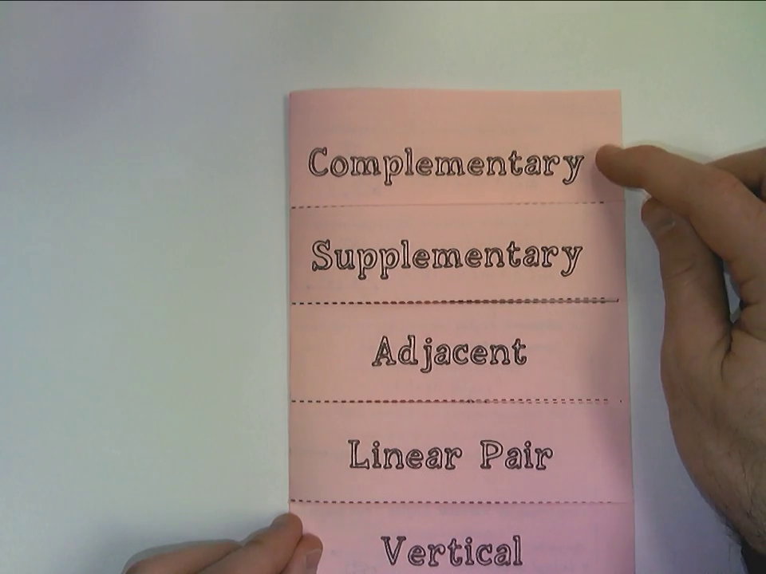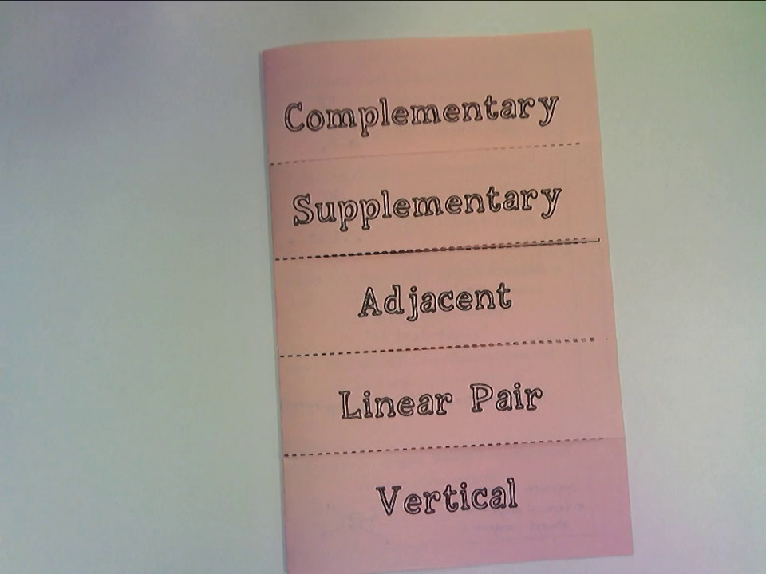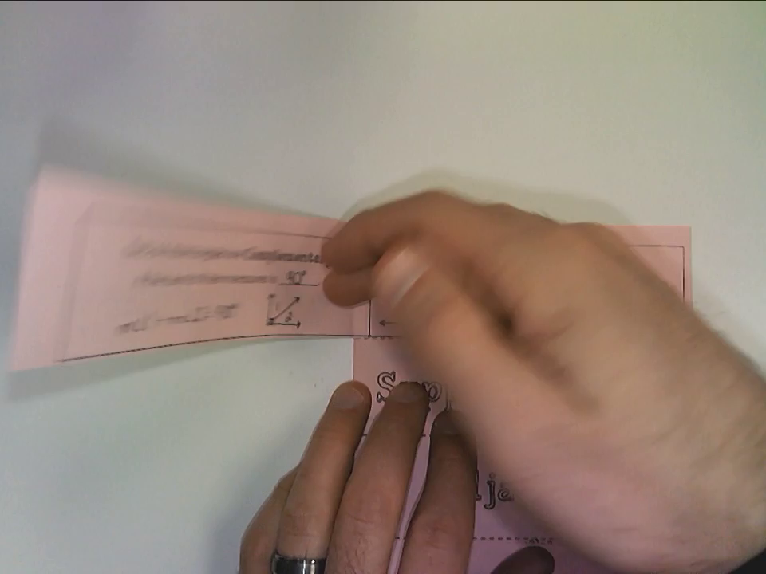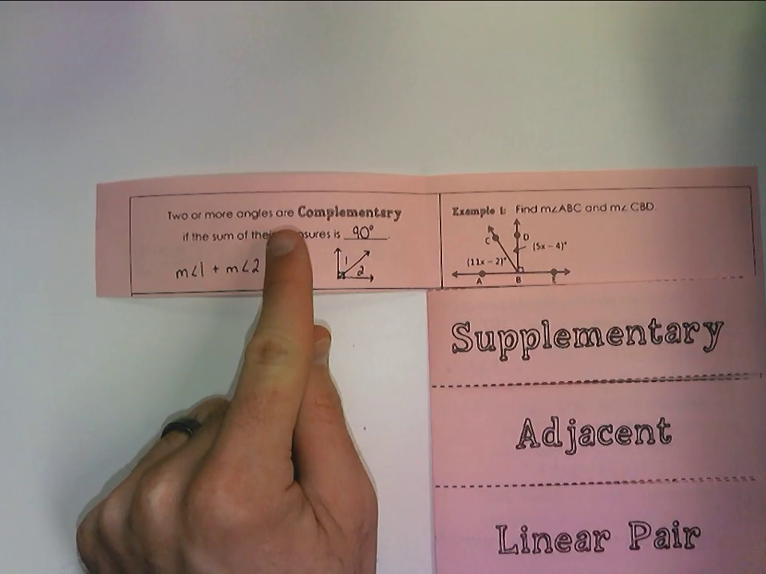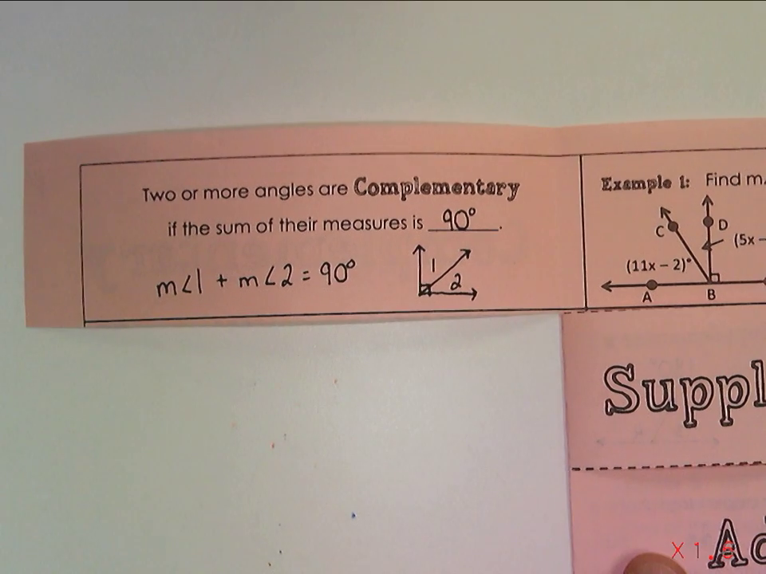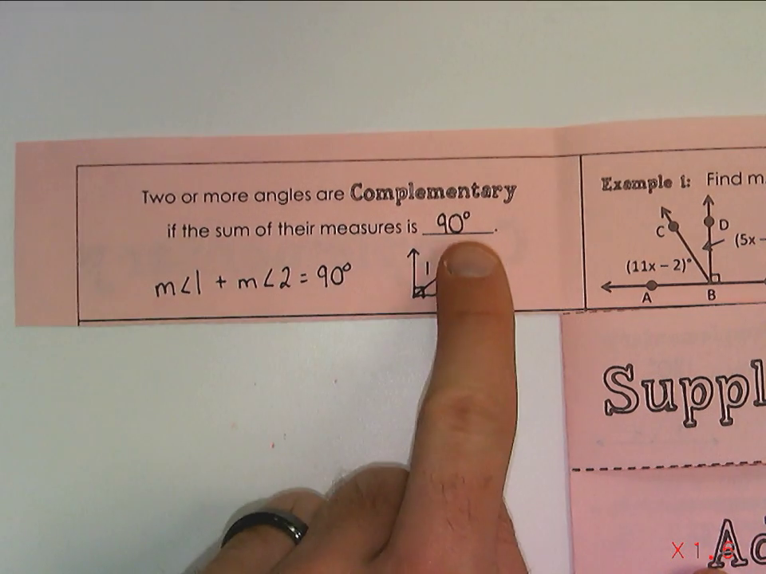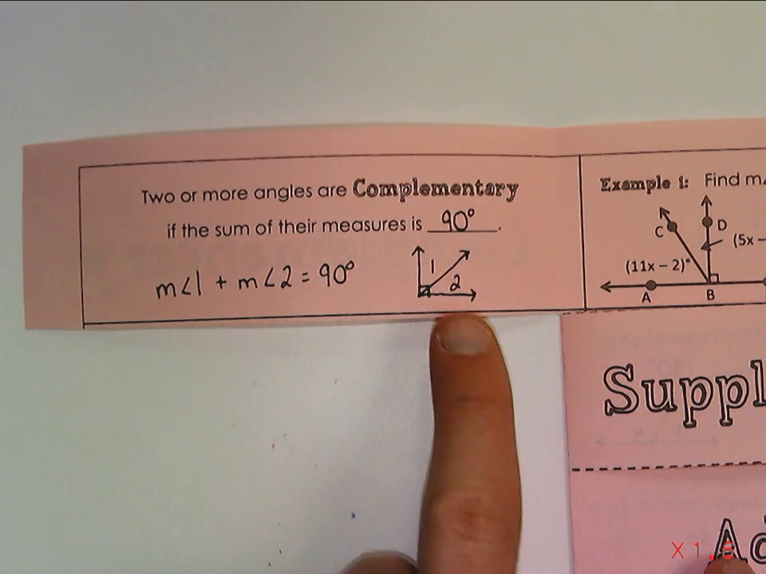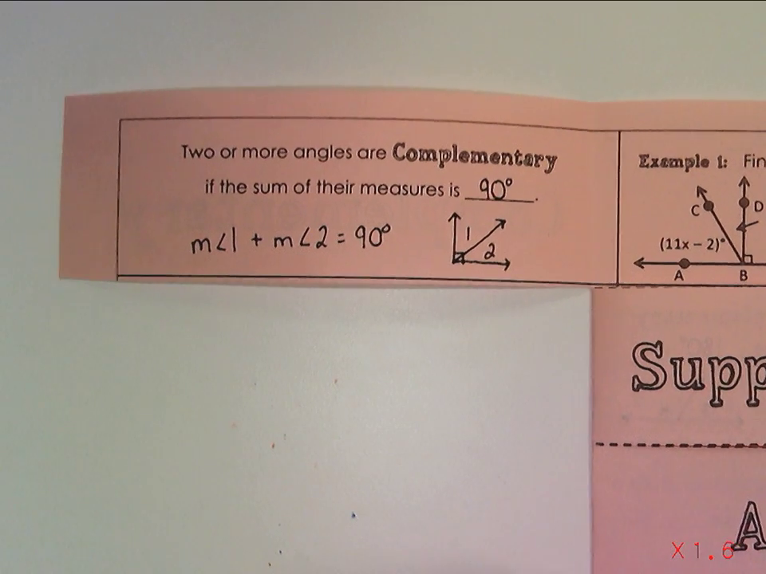So we're going to look at complementary, supplementary, which we already talked about a little bit, adjacent, a linear pair, and vertical angles, which I did discuss a little bit as well. Let's look at complementary first. We'll go through definitions and then do the work on the right-hand side. Complementary says two or more angles are complementary if the sum of their measures is 90 degrees. So measure of angle 1 plus measure of angle 2 is 90 degrees, which gives us a nice right angle. That's complementary.